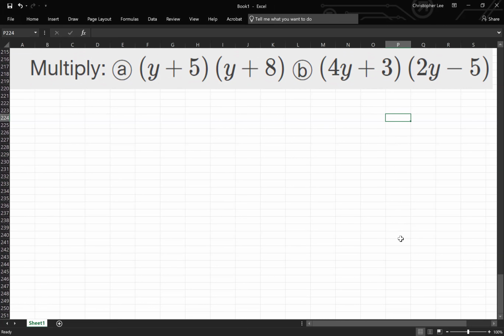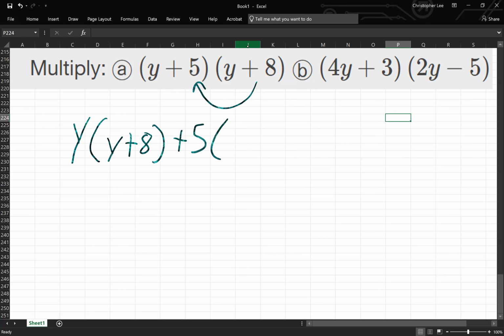So I have y plus 5 times y plus 8. Here's how we're going to do it. Starting off with the y plus 5, I have y. I'm going to distribute the y plus 8 to it. So this is going to become y times y plus 8. And then I'm going to distribute the y plus 8 to the 5. Plus 5 times y plus 8. After that, you already know what's going to happen. Distribute this, pop, pop. Distribute this, pop, pop, and that's it.